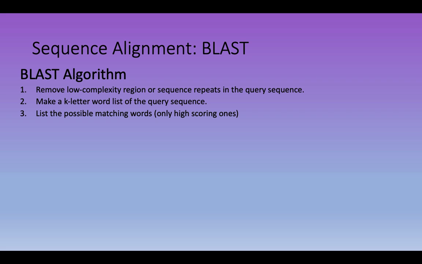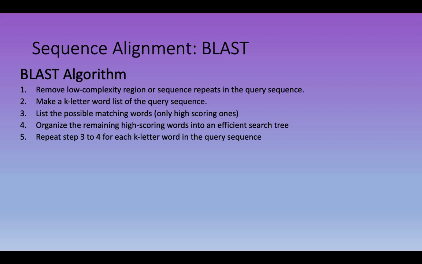And then you're going to have this list of all possible matching words. You're going to keep only the high scoring ones. You're going to organize these high scoring words into an efficient search tree. And then you're going to repeat steps 3 and 4 for each K-letter word in the query sequence. So you're going to go through one K-letter word at a time, identify the high scoring sequences, and then organize them into an efficient search tree.